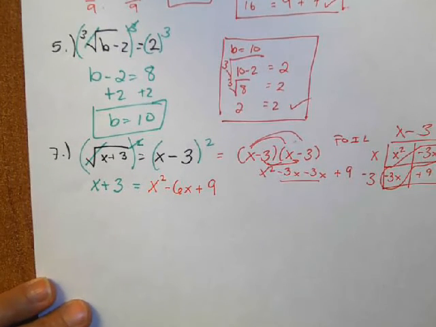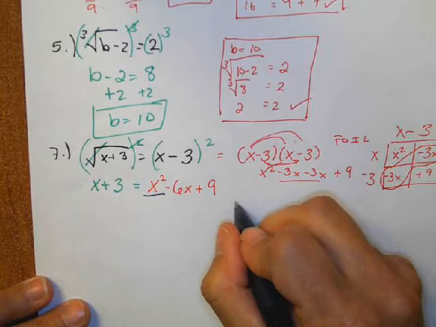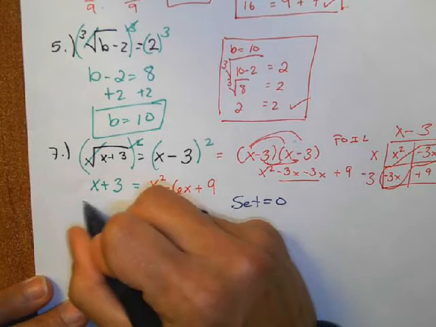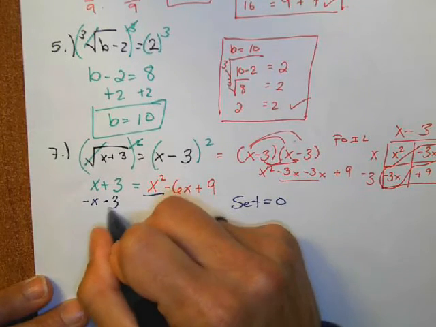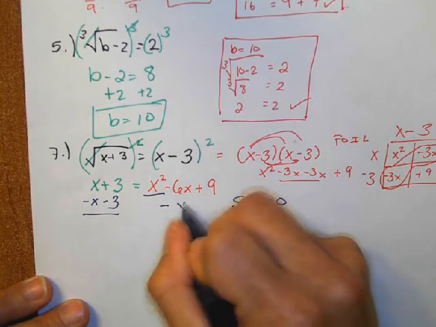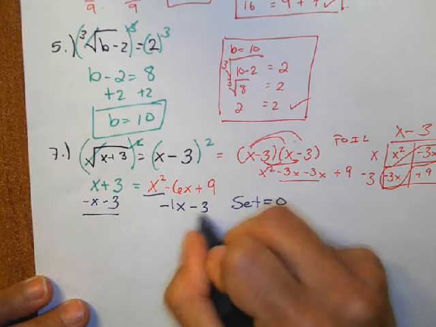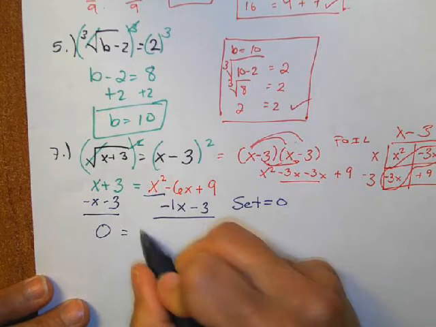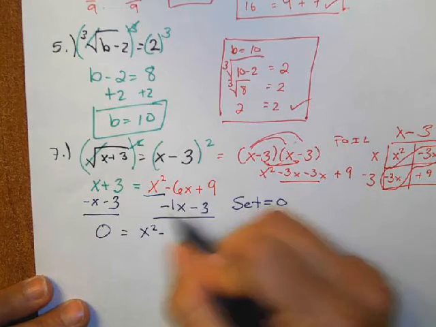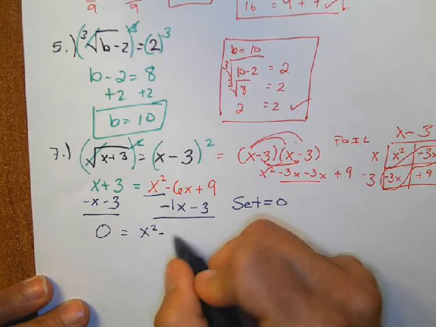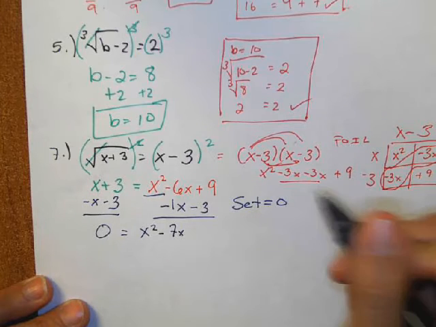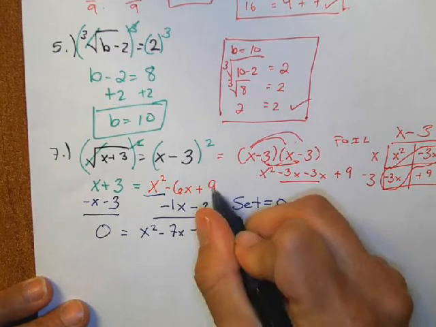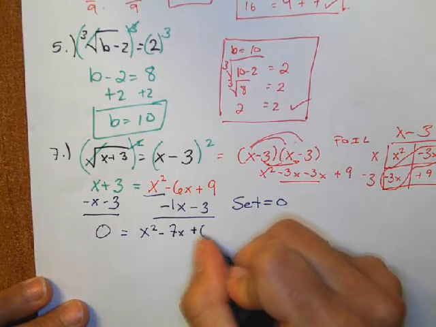Okay, now I have a quadratic because I have an x squared. So I need to set my equation equal to 0. So I'm going to subtract x and I'm going to subtract 3. Subtract 1x and subtract 3. So I get 0 on the left side, which is what I want because I have a quadratic. And then I have x squared. Now I'm just adding like terms here. So negative 6 and negative 1 make negative 7. Positive 9 and negative 3 make positive 6.